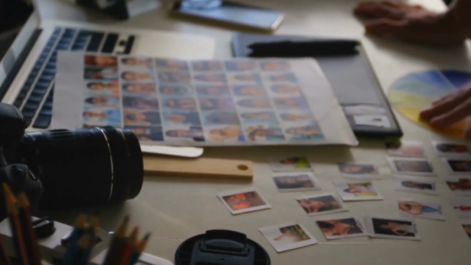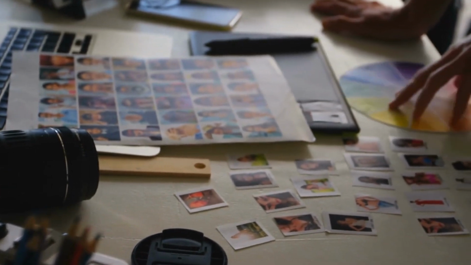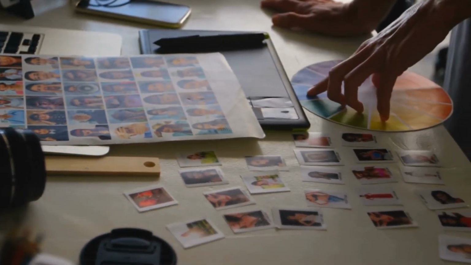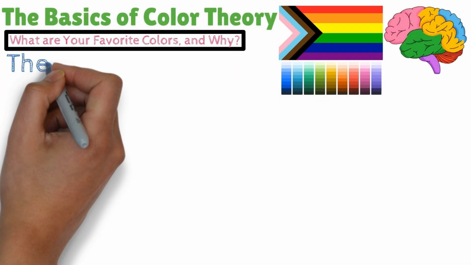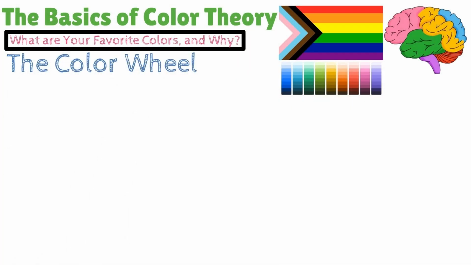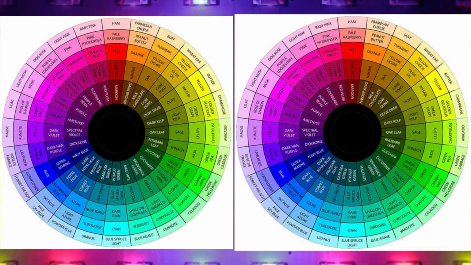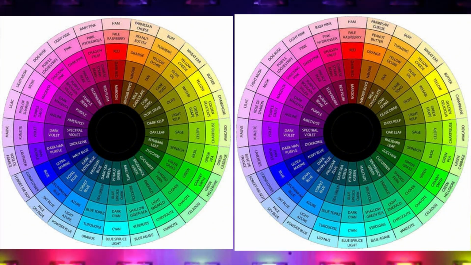It's fascinating how personal and subjective color preferences can be, yet they are all rooted in some universal principles that we're about to explore. First off, let's talk about the color wheel. Have you ever seen one? It's a circular diagram that organizes colors in a way that shows the relationships between them.